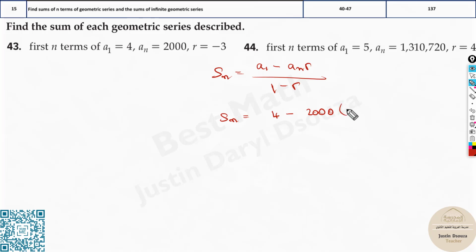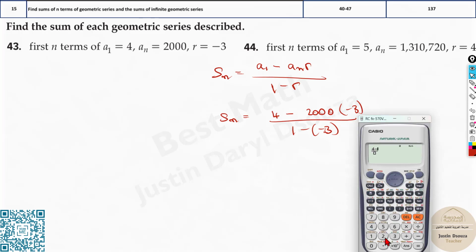An is 2000 times minus 3. Use the brackets and write it out, divided by 1 minus R again. If you just miss this minus sign anywhere over here, your answer will be entirely wrong. Once you have written it all, just use the calculator. We use the fraction symbol: 4 minus 2000 times minus 3. It's better to use the bracket, though I know the calculator will consider that correctly itself. It's always a good habit to use the brackets properly, because when there are exponents and powers, if you don't put the brackets, your answers will be completely wrong. So the answer is 1501.